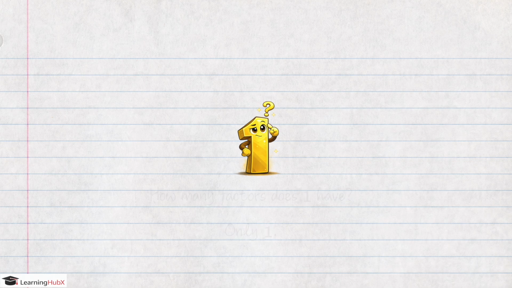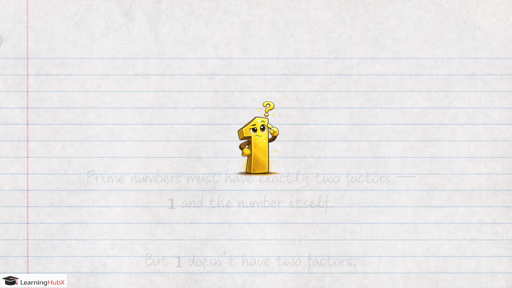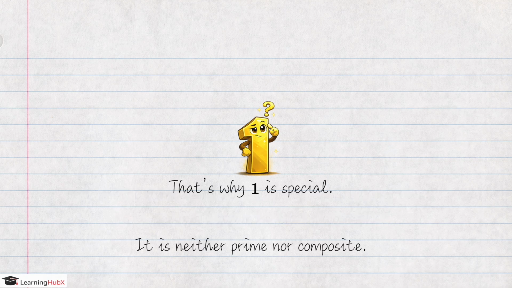And that's the key. Prime numbers must have exactly two factors, 1 and the number itself. But 1 doesn't have two factors, it only has 1. And composite numbers must have more than two factors. But 1 doesn't have more than 2 either, so 1 doesn't fit into either category. That's why 1 is special. It is neither prime nor composite.